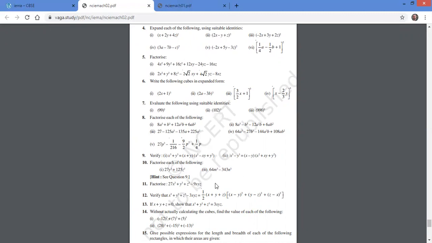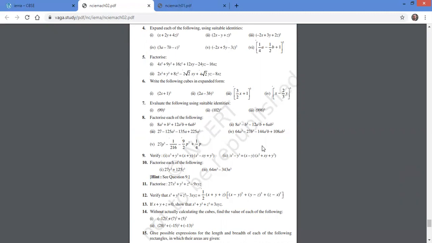Okay, so that identity, a cube plus b cube plus c cube minus 3abc equals a plus b plus c in one bracket, a square plus b square plus c square minus ab minus bc minus ca. So that you were using in question number 11 and question number 12. Okay, so these questions which are based on a cube plus b cube plus c cube minus 3abc will not come. Rest of the identities are there as it is.